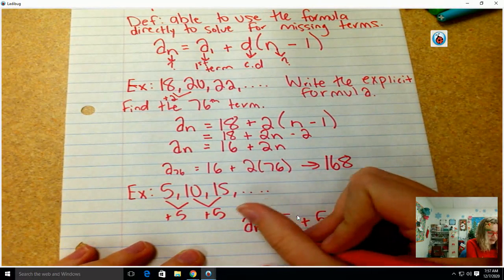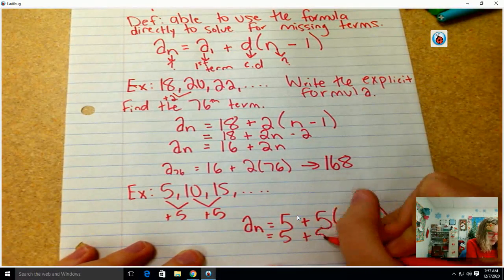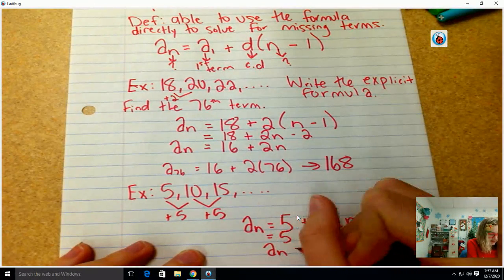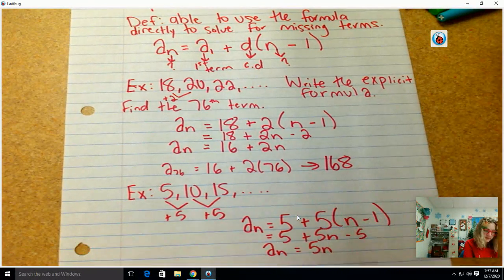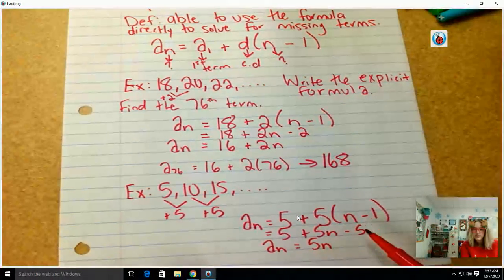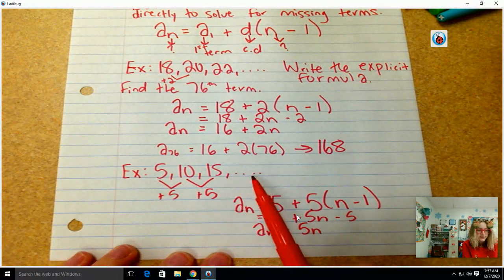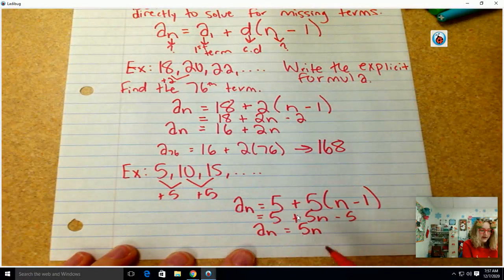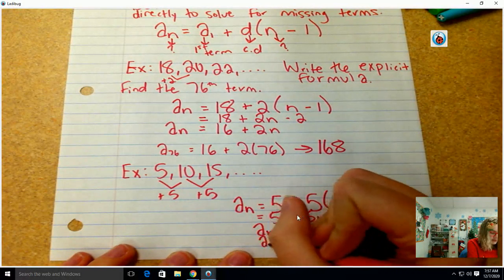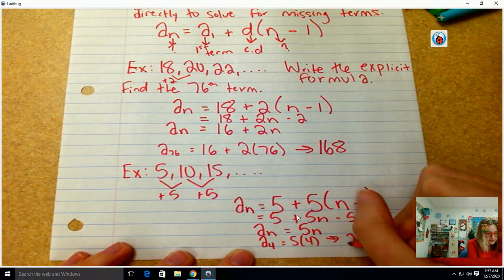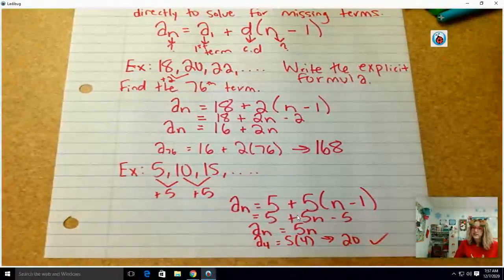Going to go ahead and simplify a step further. 5 plus 5n minus 5. So a_n equals 5n, because those 5s are going to cancel out. And if I wanted to test this, my next term is going to be 20 if I continue adding 5. So that'd be my fourth term. a_4 equals 5 times 4, which is going to give me 20. So yeah, that checks out.